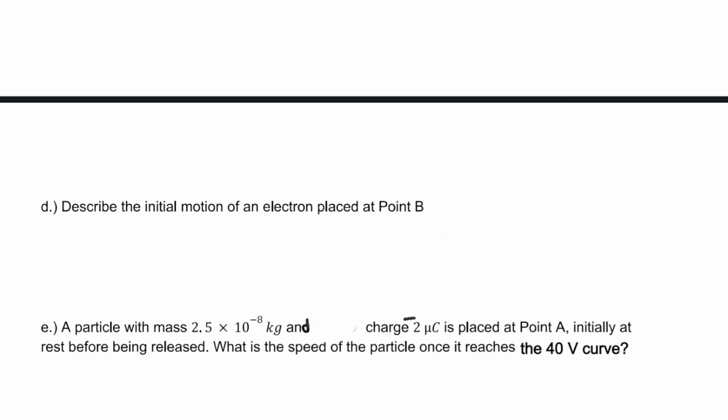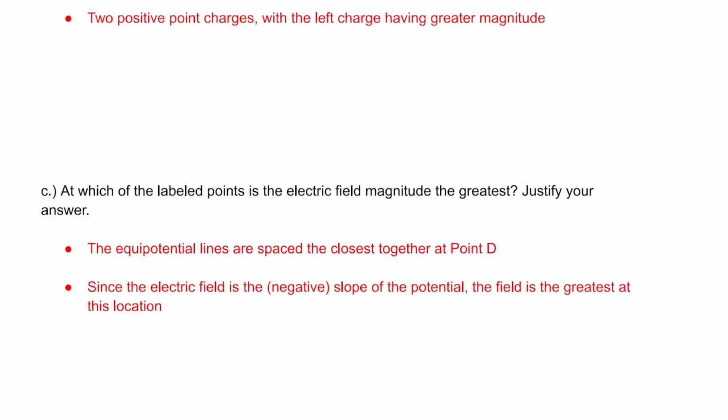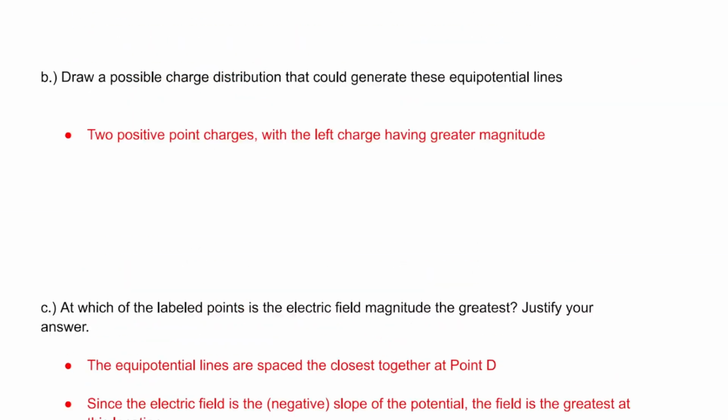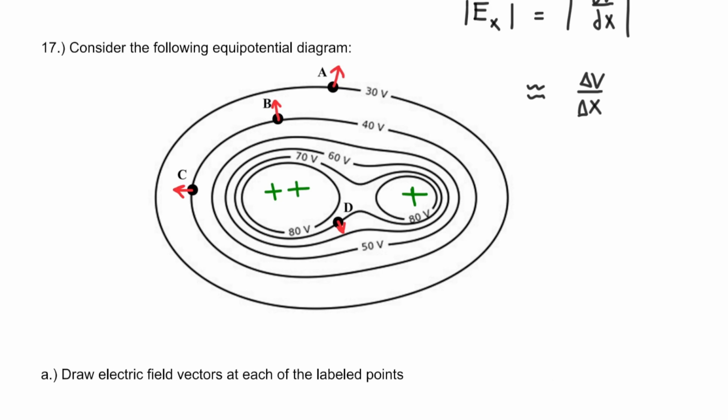All right. Now we'll look at an electron placed at B. If I place an electron at B, it will not go up and to the left like the field is showing, because that's what a positive charge would do. So the electron would accelerate uphill or against the electric field. It would actually accelerate sort of downwards here. So the electron would accelerate downwards opposite the field, or at least it's roughly downwards. It just needs to accelerate near to the closest potential that's higher than 40 volts.